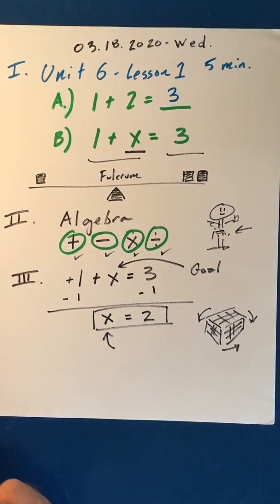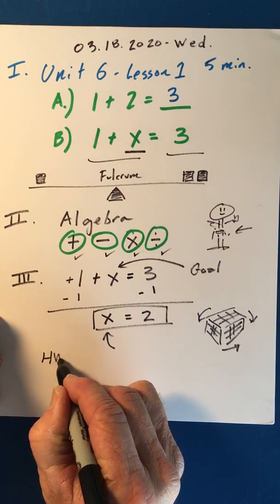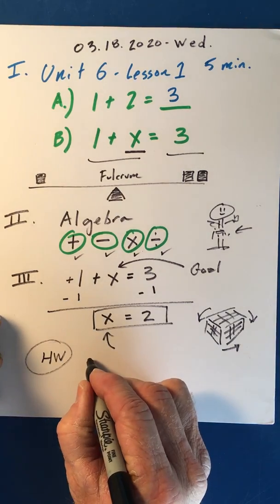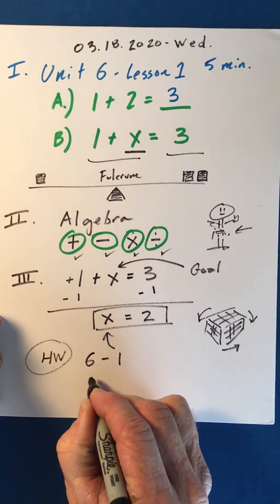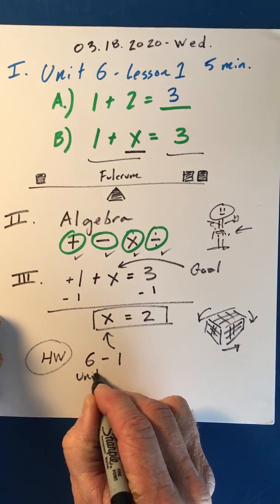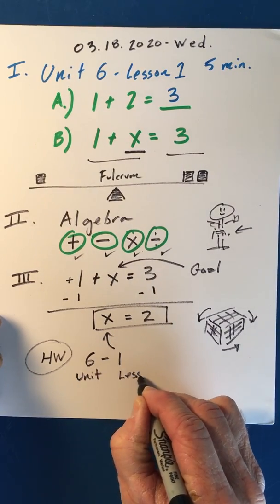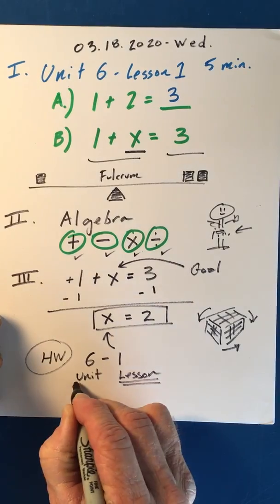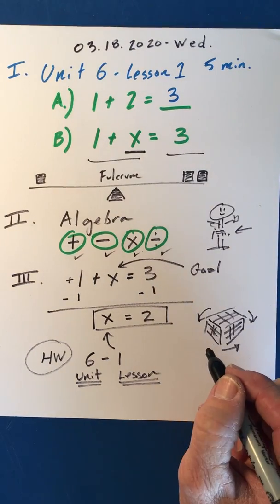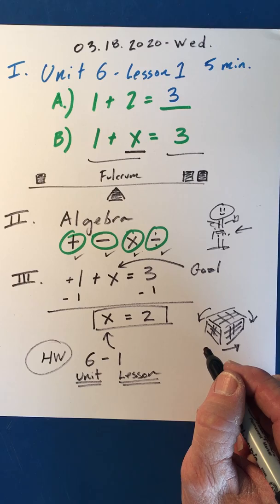So we'll be doing a little bit more on this. Our homework tonight, I use the HW symbol for homework, is 6-1. That's the unit always, and that's the lesson. And I'll post the answers to the first part of Unit 6 Lesson 1 on the website, and I'll get the rest of it up there as soon as I can.